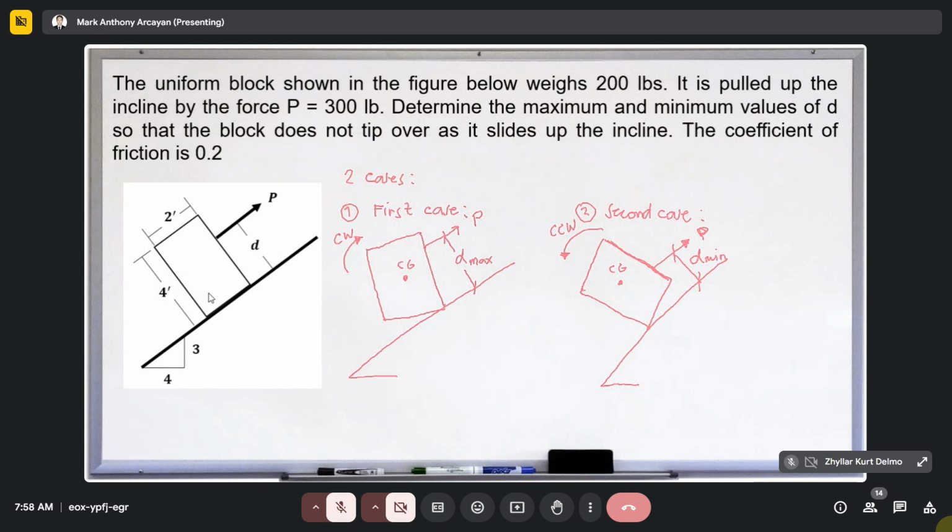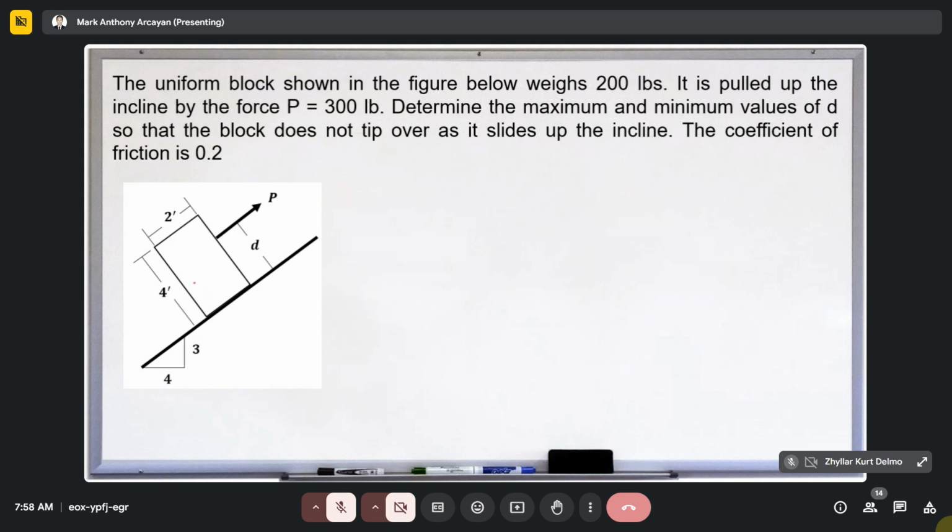So, class, do you have a question so far? Did you understand this? Okay. Now, let's analyze each of these cases, and we'll start with the first case.